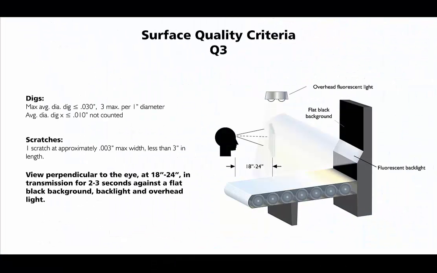Surface Quality Criteria Q3 utilizes an overhead light source, 45-degree backlight, and flat black background. Viewing parts perpendicular to the eye, 18 to 24 inches in transmission for 2 to 3 seconds. It's important to note 1 scratch is allowed per part.